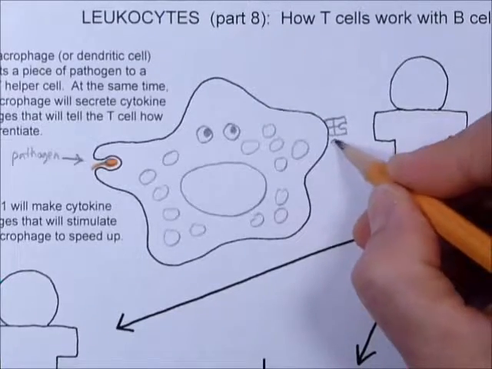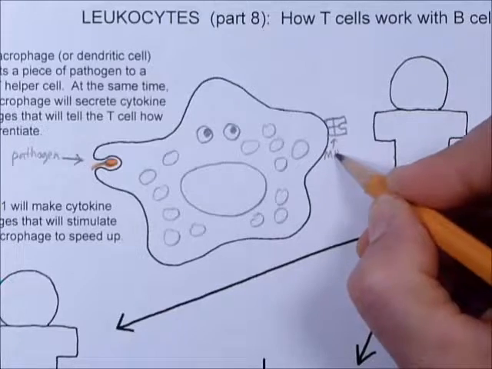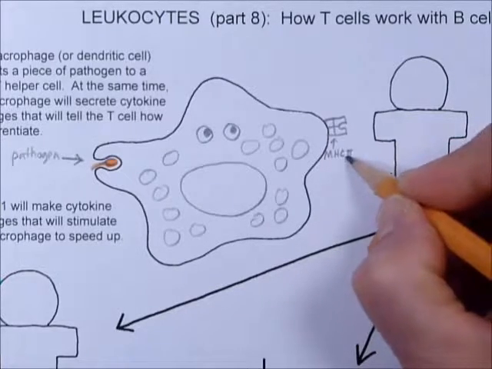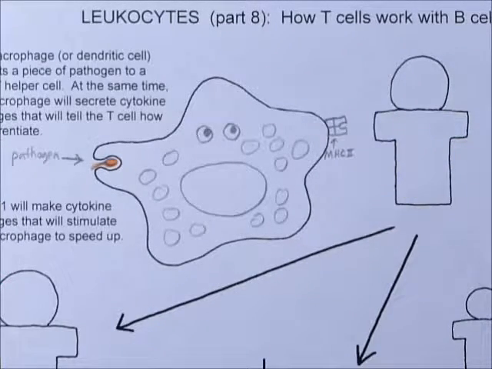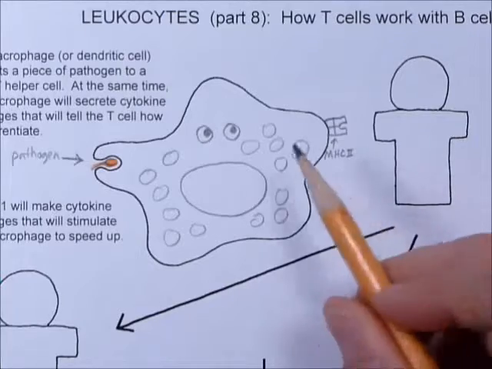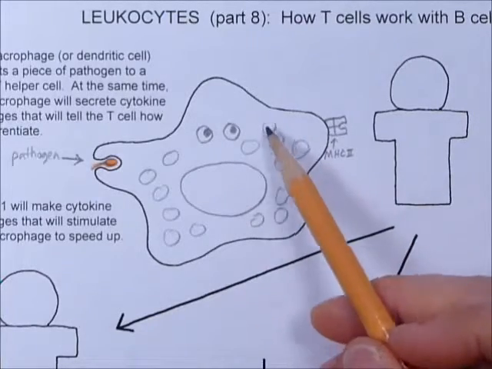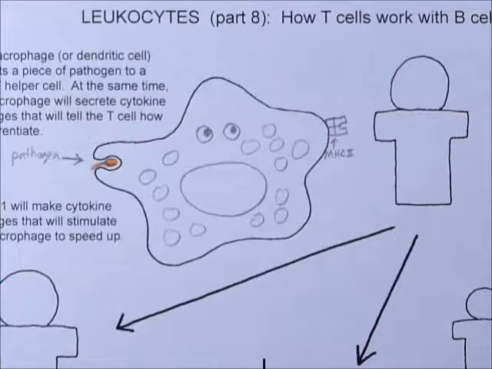So this is the MHC2, and it's really called the major histocompatibility complex, but I like to think of it as my house cleaning. And the number 2 version is found only on these antigen-presenting cells, macrophages, dendritic cells, and we'll see in this lesson sometimes on B cells as well.